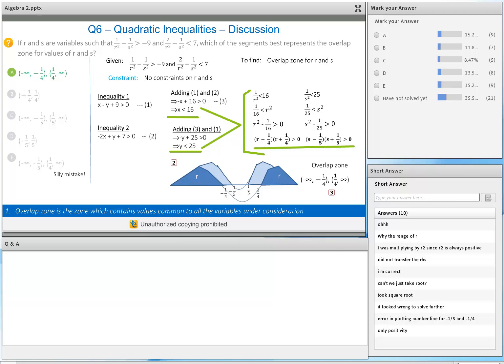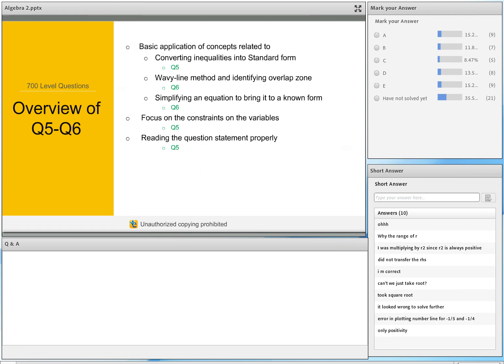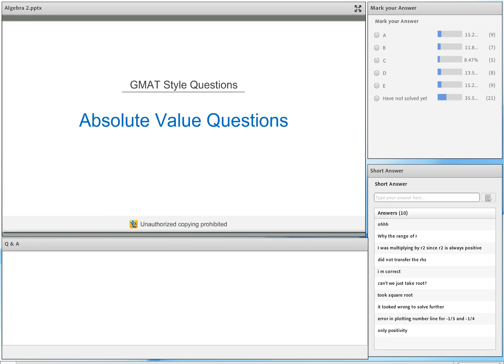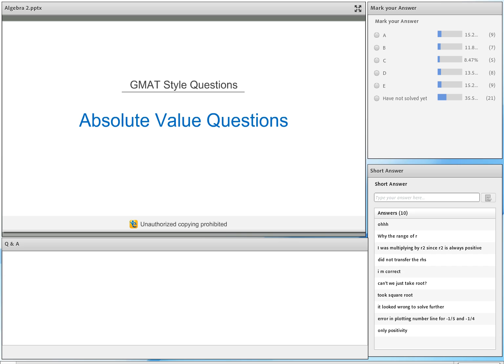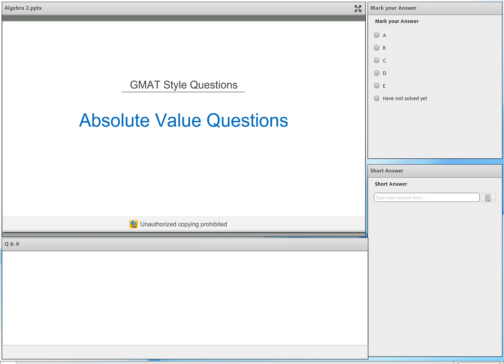Okay. All right, now with this, let's come to our next section, which is the data sufficiency section, which also happens to be absolute value questions. So let me clear out the polls here. Can you please click on still solving, have not solved yet? Okay, let's go ahead.